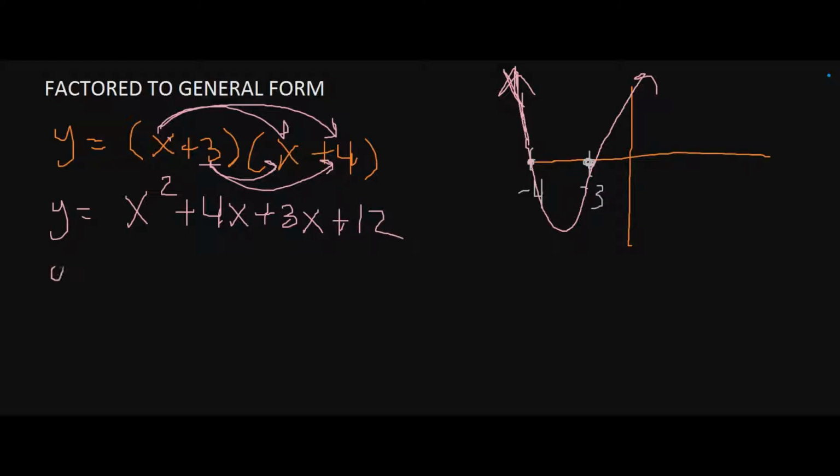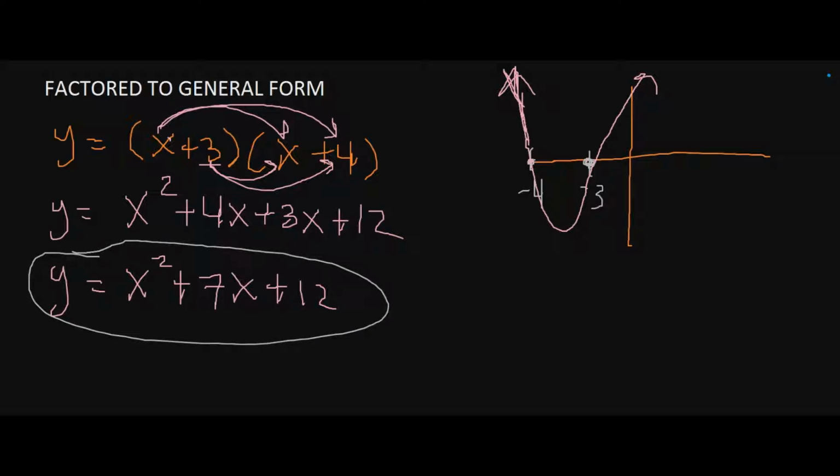Right? Now all I do is just combine like terms. So I'm going to get x squared plus 4x plus 3x. Well, 4, 5, 6, 7. I'll get 7x plus 12. And there we go. I went ahead and went from factor to general. This is my general form of the equation.